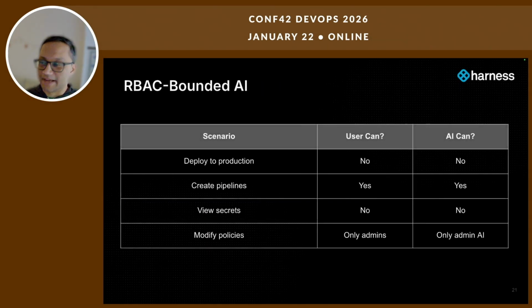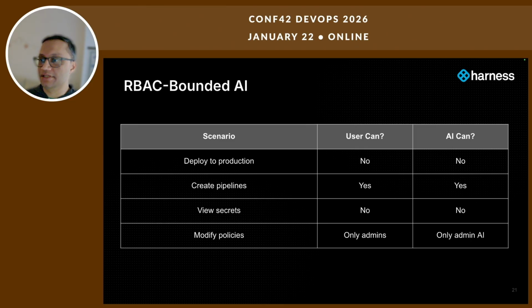Let's talk about RBAC for a second. With RBAC, it's very interesting. The question always is, should AI have its own RBAC, or is there a different mechanism for RBAC for AI? Our view on this is that the AI is an extension of the user. So whatever RBAC is assigned to a user should be applicable to the AI as well.